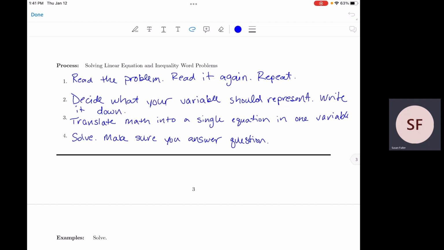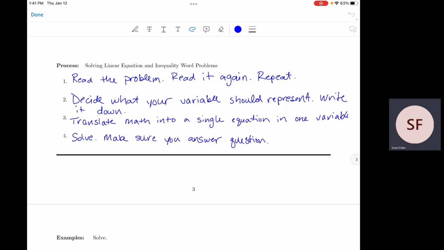And then once you decide what your variable should represent and you kind of see the connection between what you're given and what you're asked to find, then you can translate the English that you're given into math. And you'll write a single equation in one variable. So you only want one variable in your final equation that you're going to solve. So one equation, one variable, that's our goal.